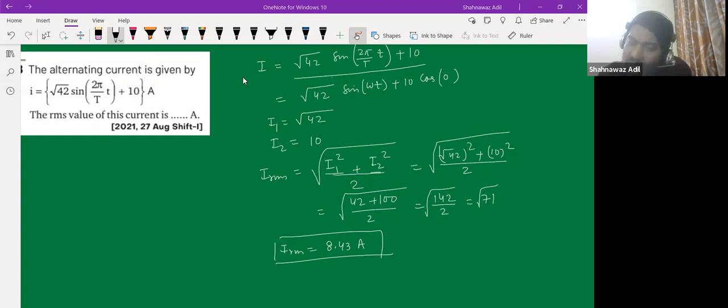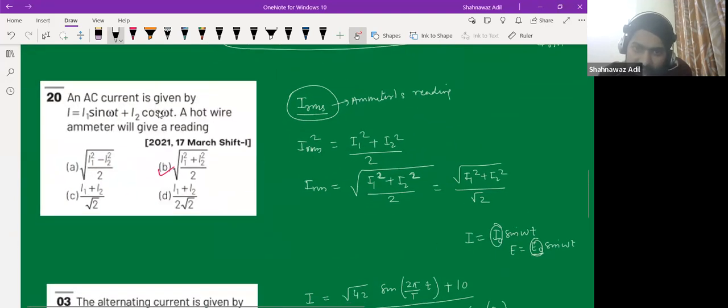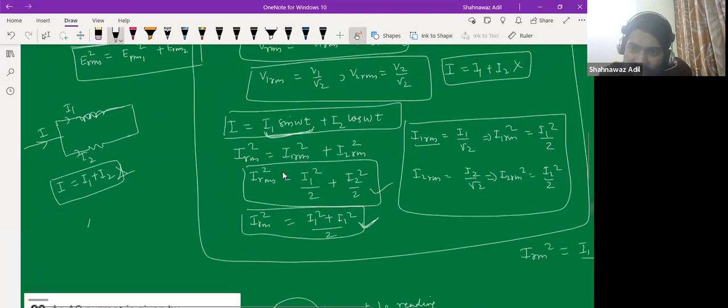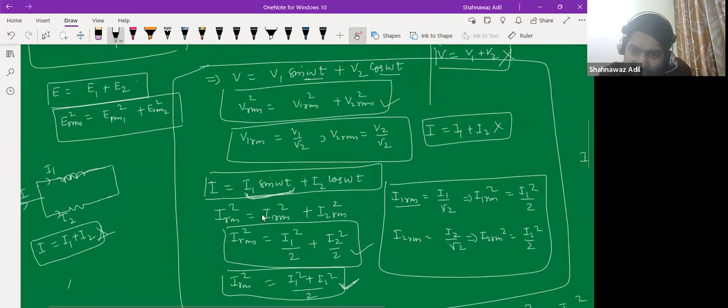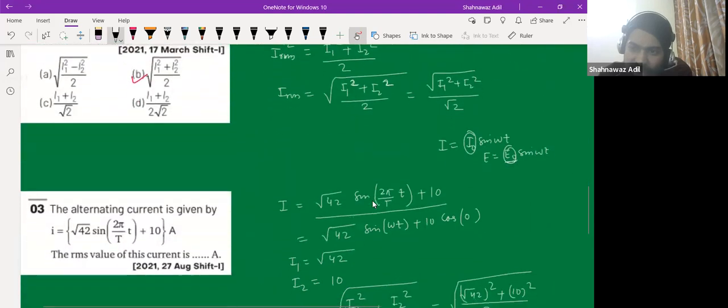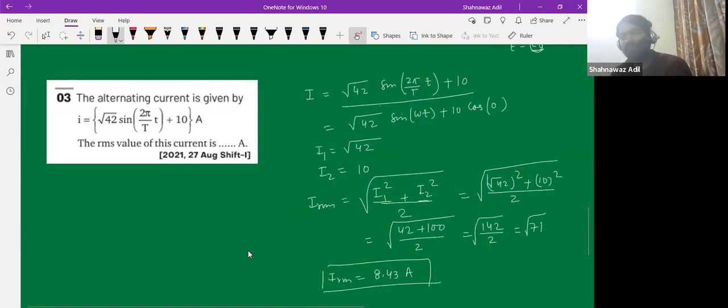We are just discussing if we have a combination of currents like this one, then what would be the RMS values? That is what we are discussing. And we know that RMS value is this one. This is how we get the RMS value. These are the things that we have discussed. So please note down this question, and then we will move on to the next topic.